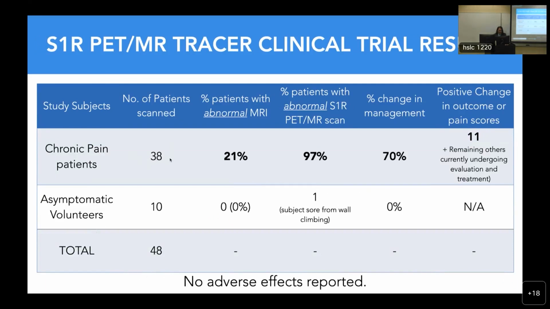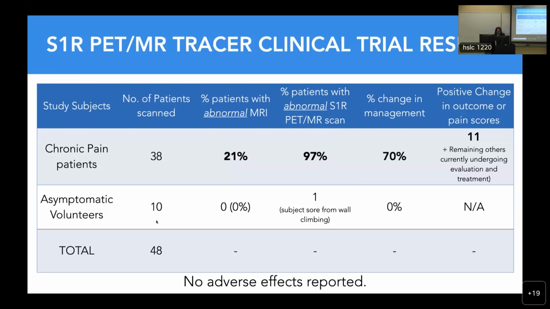We're around 190-some patients that we've scanned with this tracer. In terms of patients with chronic pain, if you just look at the MRI alone, only about a fifth of them will show an abnormality on MRI, whereas nearly 100% of the patients on PET will show an abnormality with the sigma-1 receptor radioligand. And this has resulted in about 70% change in management for these patients. And at the time of this slide, 11 out of 38 had seen improved outcomes based on these management changes. And these are patients who have already failed the system.